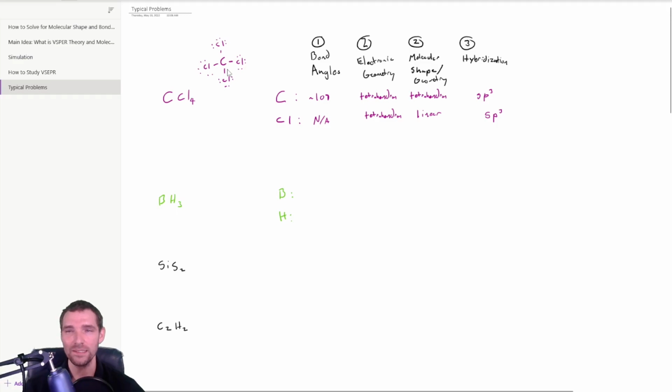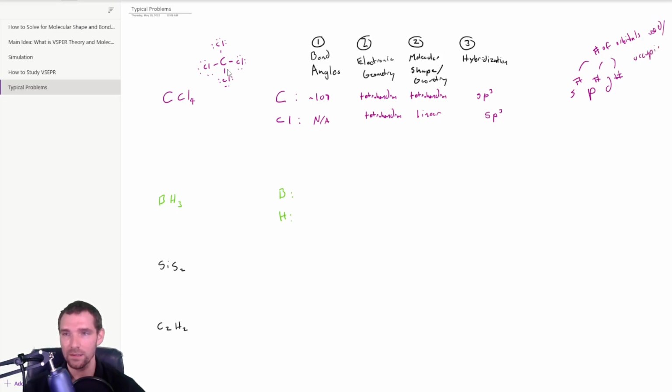And with hybridization, it's basically the numbers that go above the s, the p, and the d. These are going to be reflecting the number of orbitals used or occupied. So for example, carbon has four orbitals that it's using, so it's sp3. And if you were to look at what it brought in, it was hybridizing 1 s and 3 p orbitals. So it kind of makes sense.